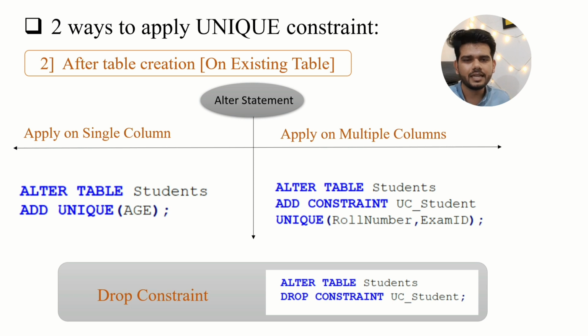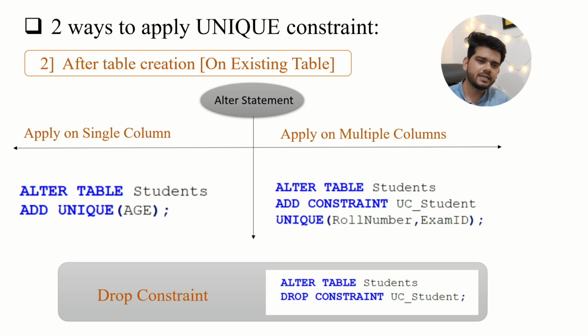So here we can see the roll number and the exam ID columns are added with a unique key constraint. That means we cannot store a duplicate combination of roll number and exam ID going forward. For example, if the roll number is 10 and the exam ID is P123, then we cannot store this combination of 10 and P123 again, so that this combination stays unique. We can also drop this constraint.